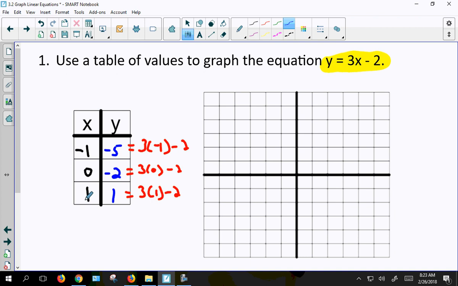You can make up any numbers you want. I like to make up nice and small numbers. I like to have a negative and a positive, and I like to have a 0. So basically, I then go and I graph these. Negative 1 is here on x. Negative 5 is right here. So I just went to negative 1, negative 5, and I graphed. Then I'm going to go to 0, negative 2, and I graph. And then I go to 1 and 1.